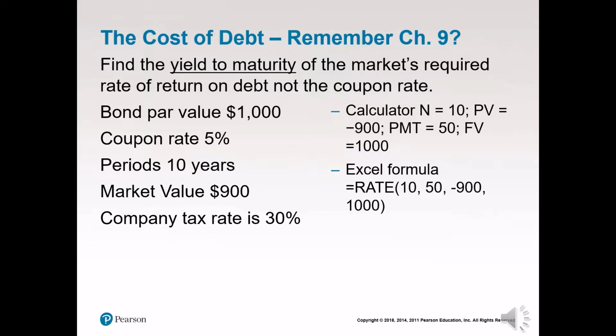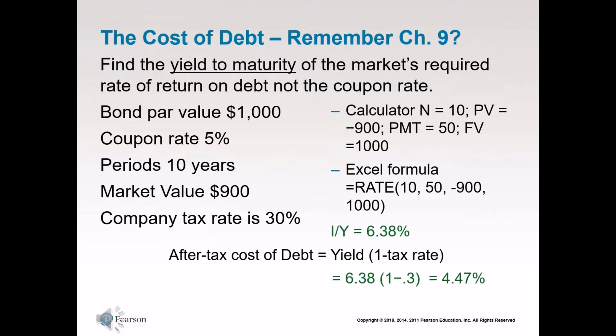Calculating the cost of debt is a two-step process. We're going to start by using our financial calculator and plugging the components into our calculator. Or you can use the Excel formula, which is equals rate, and then plugging in the components. This will give us the before tax cost of debt. Using the calculator or the Excel formula, you will determine that the yield to maturity on this bond is 6.38%.